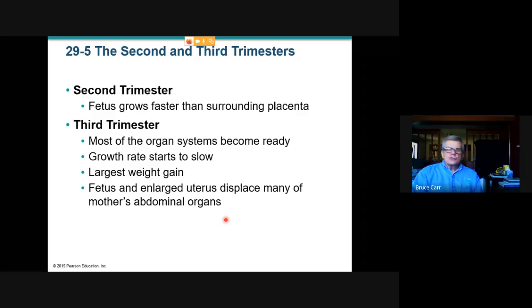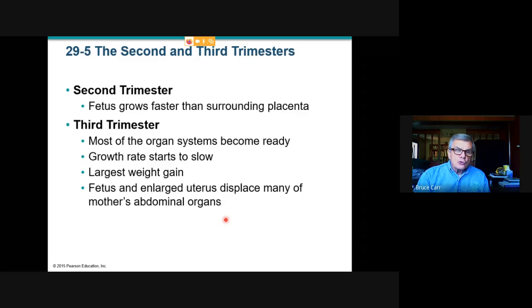Second trimester is just fast growth, more mitosis, more differentiation, and a growing, at first in concert with and then later outgrowing the growth of the surrounding placenta. The third trimester, most of the organ systems become ready. Notice that word ready. The only organ that's really functioning is the heart. It is moving blood around the embryo, the fetus's body.